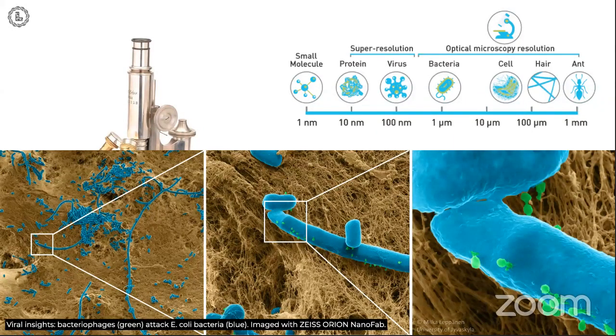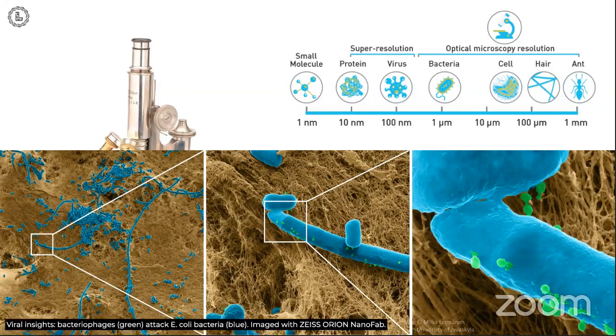So in this image, for example, we can see a super high resolution image achieved with helium ion technology that shows the process of bacteriophages, which are colored in green, attacking E. coli bacteria, which are blue. So you can see here a resolution expanded and how these bacteriophages are attached to these bacteria.